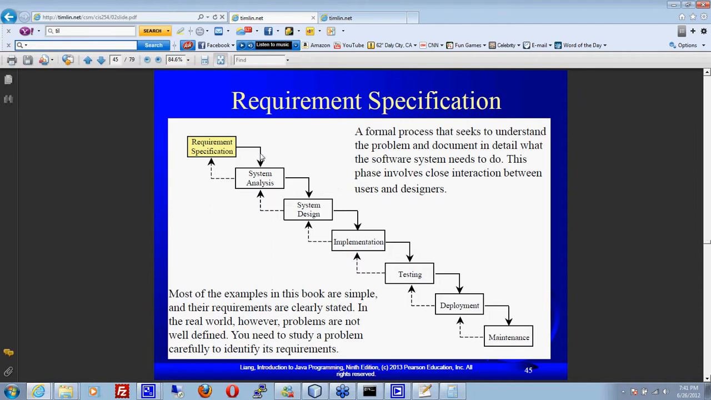So it goes through the whole thing. This is going to go through the whole process again, explaining what I said, which is a formal process that seeks to understand the problem and document in detail the system software that needs to be created. Most of the examples in this book are simple, and their requirements are clearly stated. Yeah, so most of these books don't do the process justice. It can get very, very complicated.